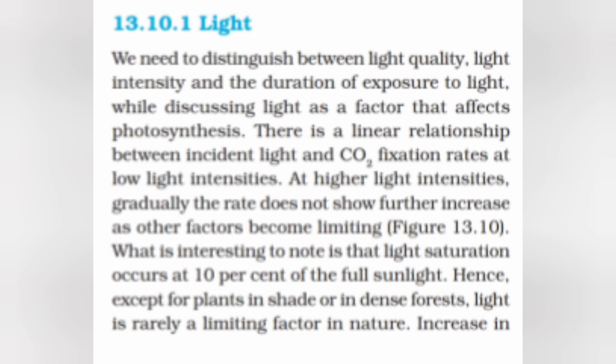First factor is light. We need to distinguish between the light quality, light intensity, and the duration of exposure to light. While discussing light as a factor that affects photosynthesis, there is a linear relationship between incident light and carbon dioxide fixation rates at low intensities. At higher light intensities, gradually the rate does not show further increase as other factors become limiting. What is interesting to note is that light saturation occurs at 10% of the full sunlight. Hence, except for the plants in shade or in dense forest, light is rarely a limiting factor in nature.